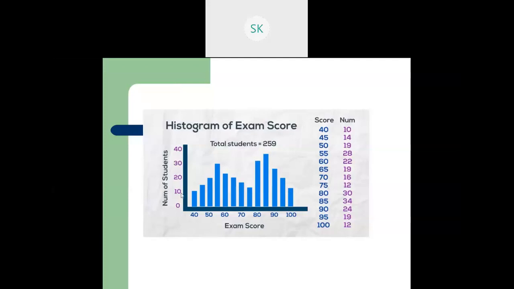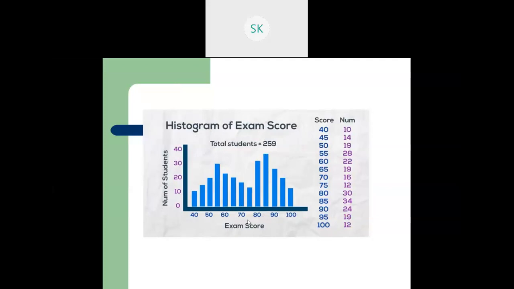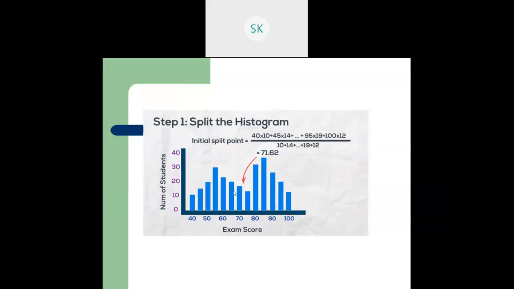The y-axis is the number of students and the x-axis is the exam score. Now step one is to split the histogram at an initial split point. The initial split point is taken as the mean value, right?